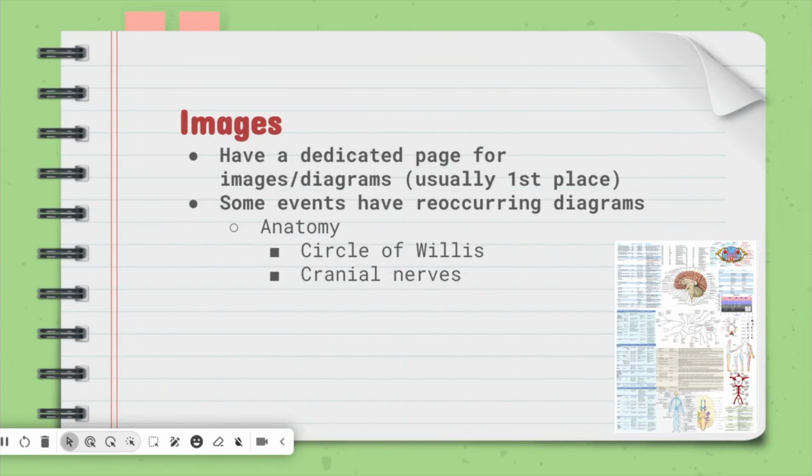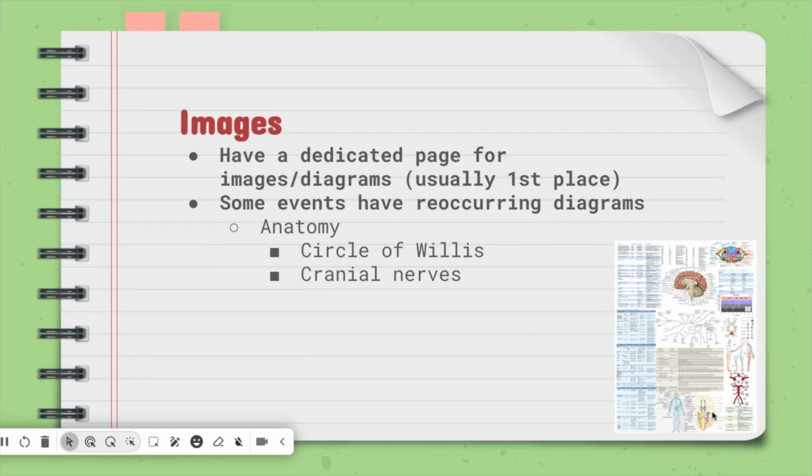So as I was saying earlier, have a dedicated page for images and diagrams. Usually the first page, not first place, although that's hopefully what you'll be getting using cheat sheets. So this is my anatomy cheat sheet from a long time ago in 21, 22. And the first page has some diagrams, like a very advanced labeling of the brain, some tables from textbooks, which are very useful. And as I was saying, reoccurring diagrams.